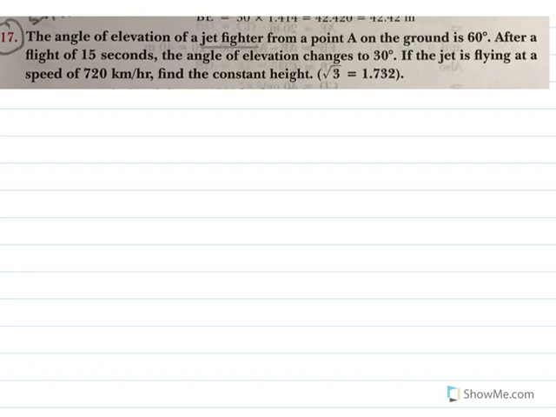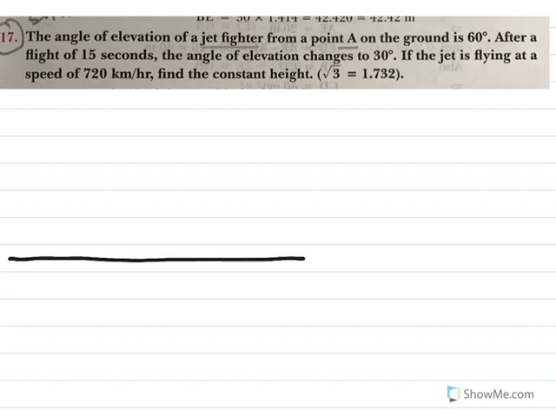The angle of elevation of a jet fighter from a point A on the ground is 60 degrees. After a flight of 15 seconds, the angle of elevation changes to 30 degrees. If the jet is flying at a speed of 720 km per hour, find the constant height. So here is the ground.